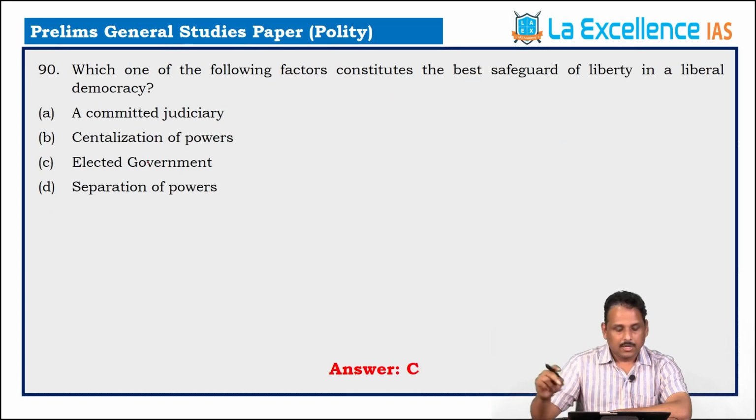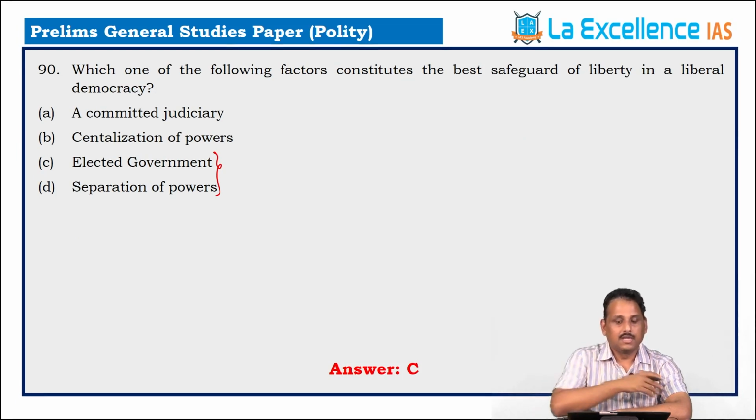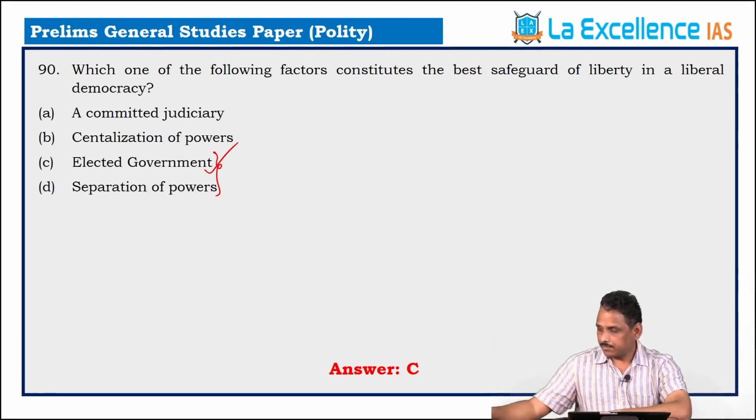And the next is, which one of the following factors constitutes the best safeguard of liberty in a liberal democracy? Both elected government and separation of powers are safeguards with regard to liberty in a liberal democracy. Both C and D are the right answers. But he has asked for the best safeguard. Always the best safeguard for liberty is throwing the government away. What is the mechanism to throw the government away? Elections. So elected government will be more accountable. So the answer is C. That's why I'm going for C.